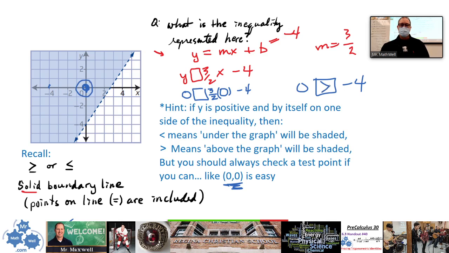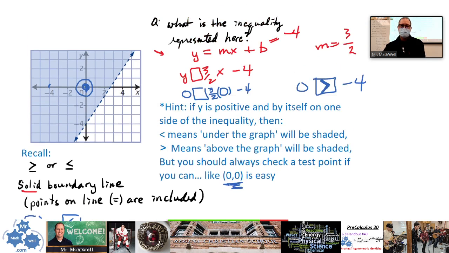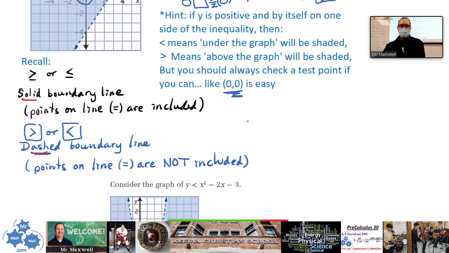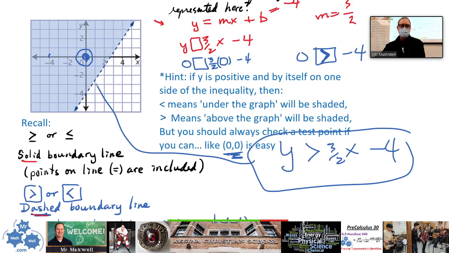0, 0 is in the solution region, so this is the inequality that I should use. The line is dashed, so remember, if the boundary line is dashed, then it's not "or equal to." You do not put the "or equal to" if it's a dashed line. So all in all, my inequality here is y is greater than 3 over 2x minus 4. That appears to be the inequality for this linear inequality here.